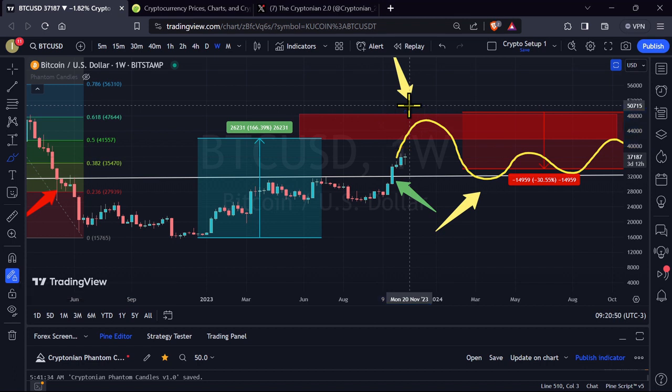Now this cycle is a little bit different, and that is because we have the ETF, and the window for approval is this week. Now that does not guarantee that the SEC will approve it. Actually, there's more of a chance that they will not approve it than the chance that they will approve it, right?